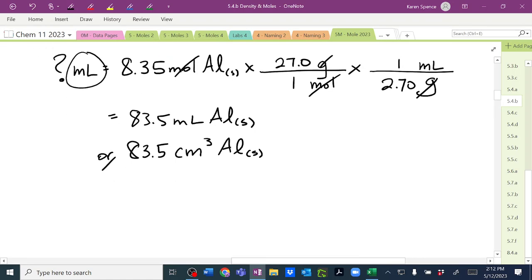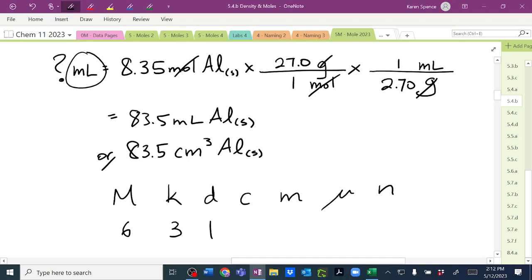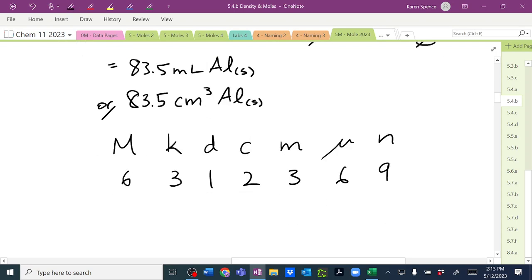One thing is for Monday's problems, if you're doing the more challenging ones, you might need to remember mega, kilo, deci, centi, milli, micro, nano: 6, 3, 1, 2, 3, 6, 9 is for the nano. Which of those are negative? 1 to 9.